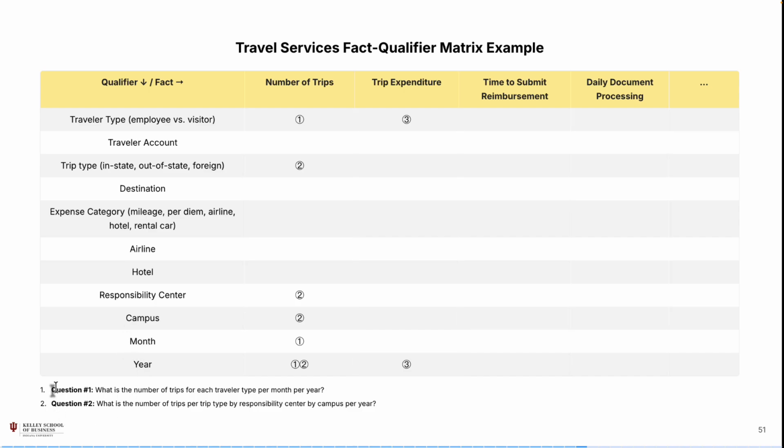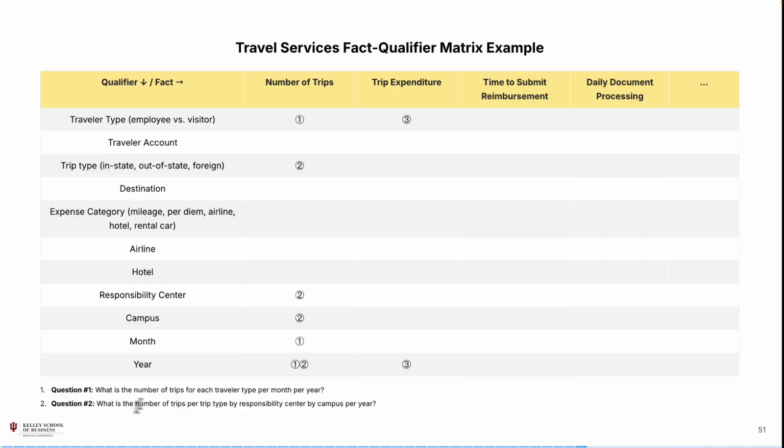So for example, if we have question number 1, which asks, what is the number of trips for each traveler type per month, per year? This is question number 1, so we enter 1 in the intersection of number of trips with traveler types and month and year. So coming back to the matrix, that's why we have 1 put in the intersection of number of trips with traveler type, month, and year.